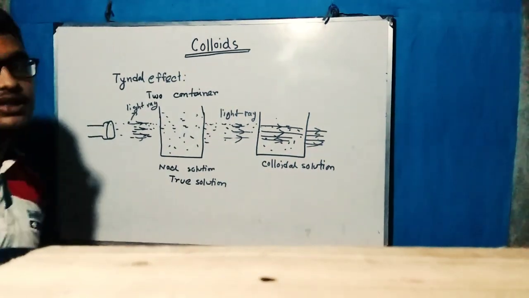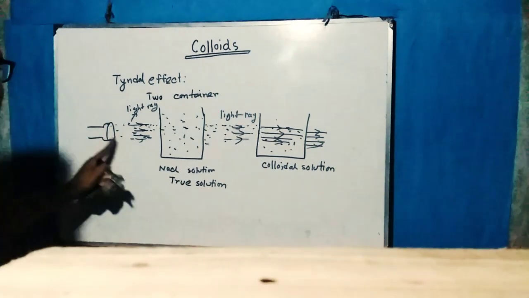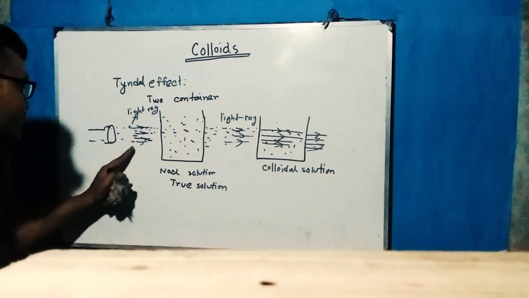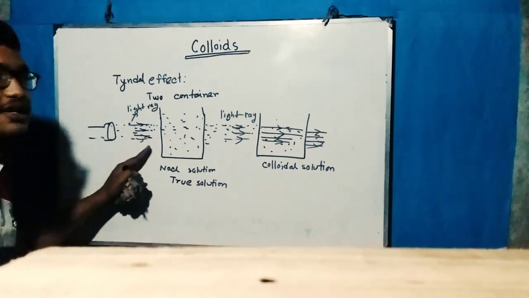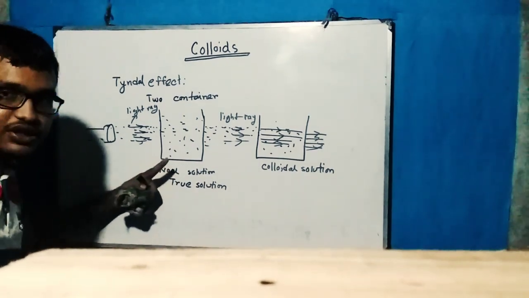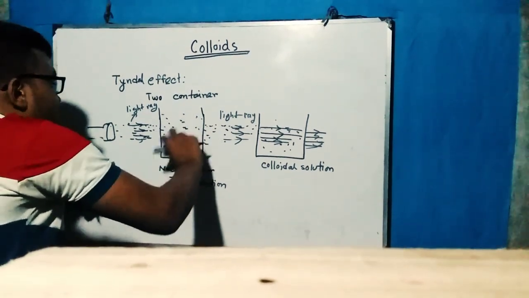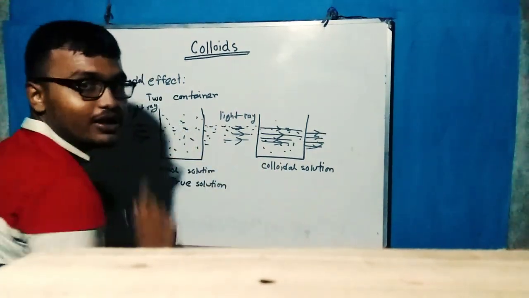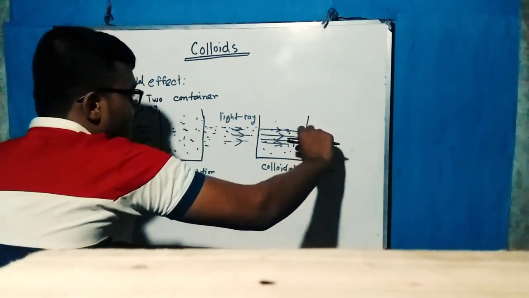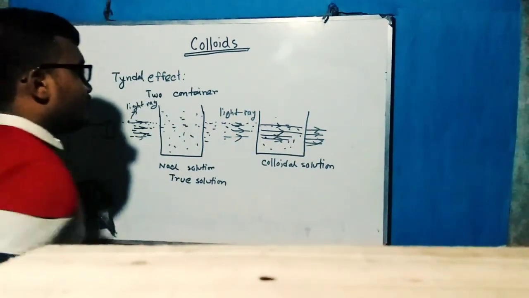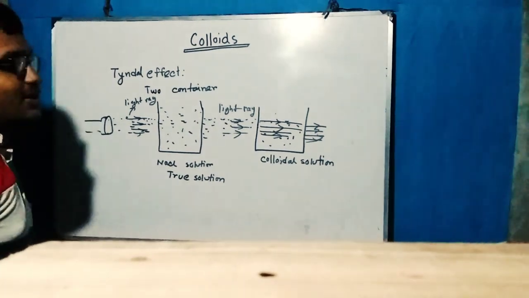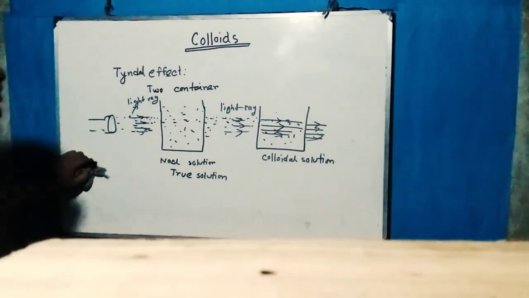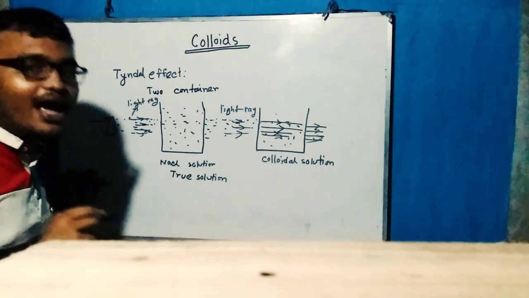So what is the Tyndall effect? The Tyndall effect says that if we take a light source at this portion, we will find that the light is going and we will find the path of light. But if we take a true solution container, we won't find a path, but the light will emit on the other side of the container. If we take a colloidal solution, we will find a path in the solution, and the light will go out the other side of the container. That is the Tyndall effect. It is the result of the Tyndall effect. Only the colloidal solution shows the Tyndall effect.